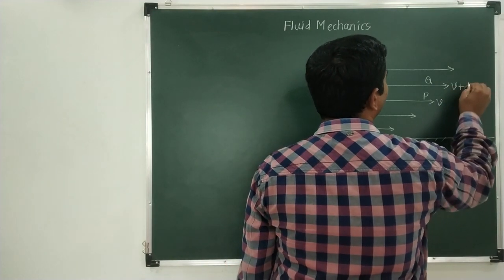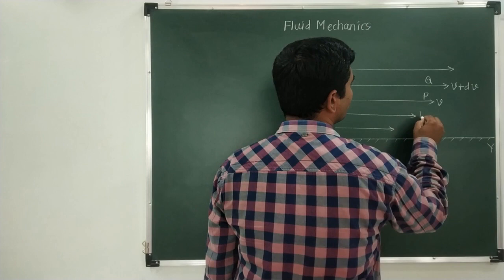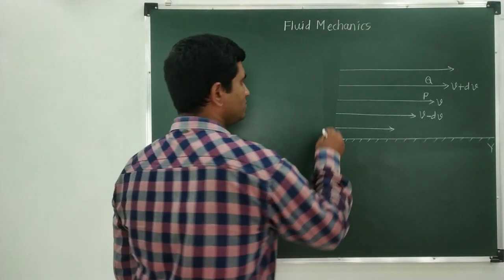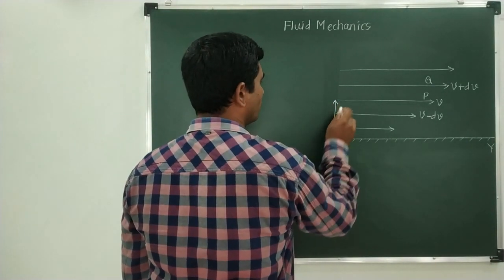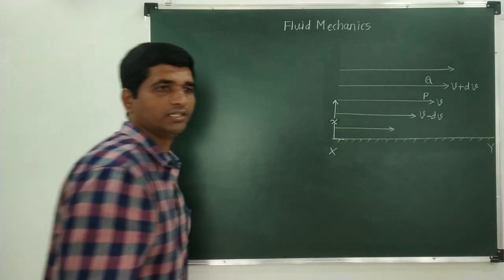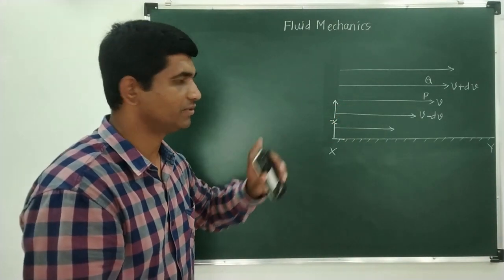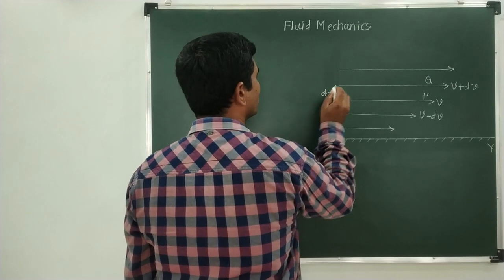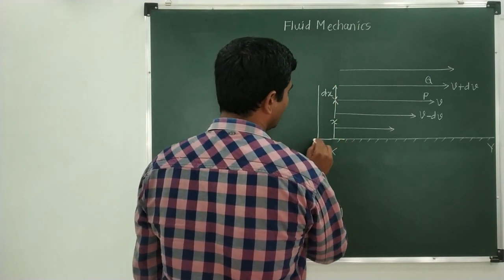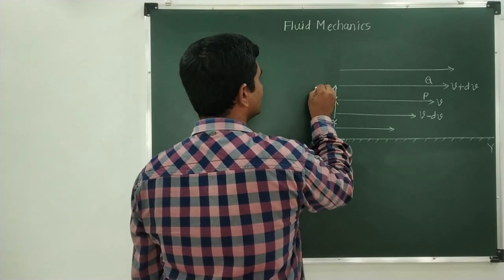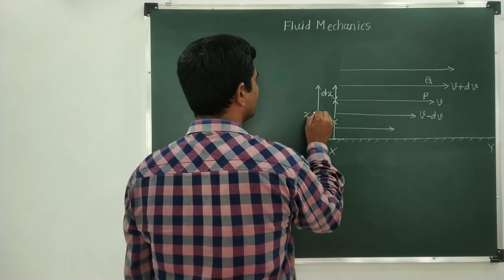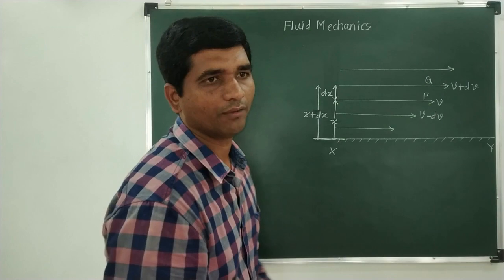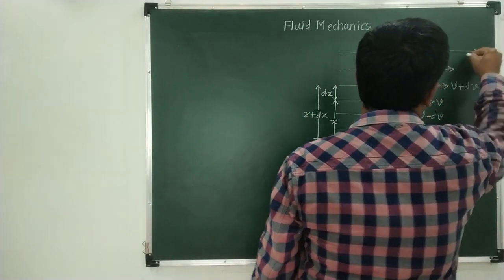When you move in the upward direction, its velocity becomes V plus dV, and when you go in the downward direction, its velocity decreases. We'll assume that the distance of this liquid layer P from the surface is x, and the next adjacent layer is at a distance dx from this one. So the distance of this layer from the surface is x plus dx. Velocity increases as you move away from the surface. You can have further layers on this side.